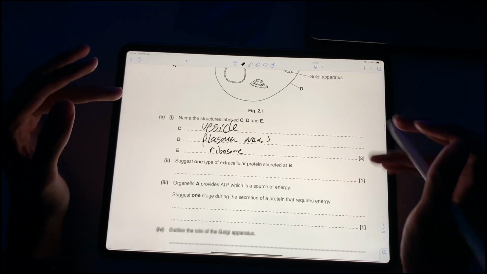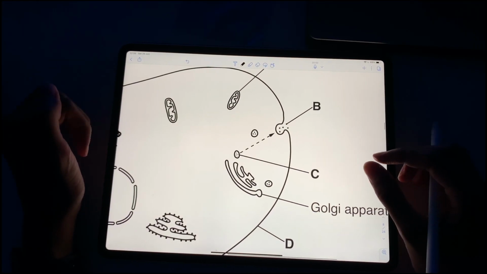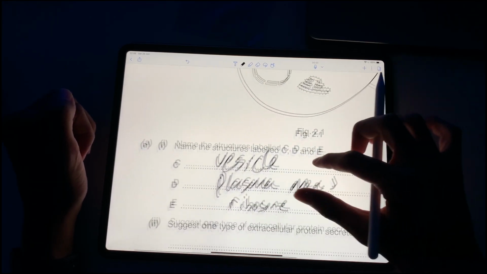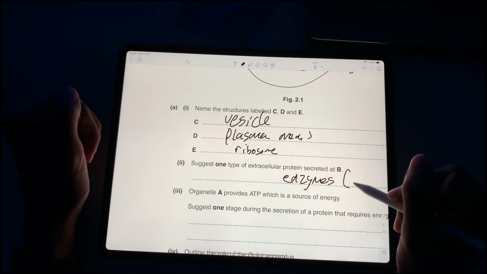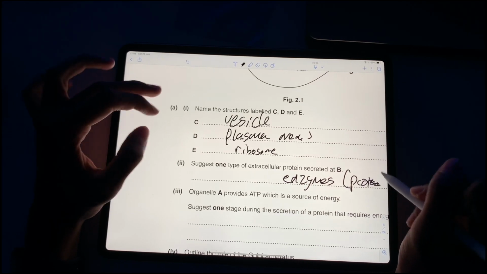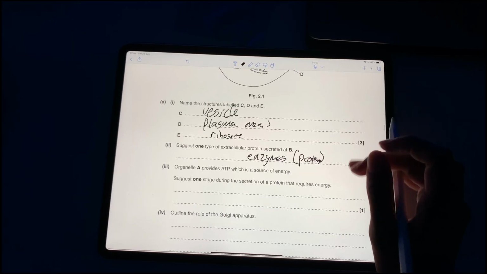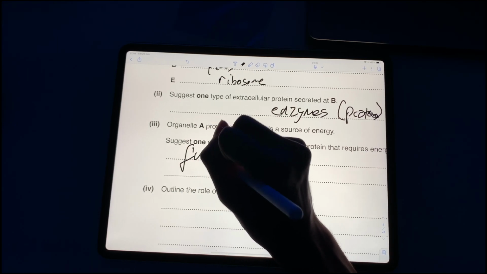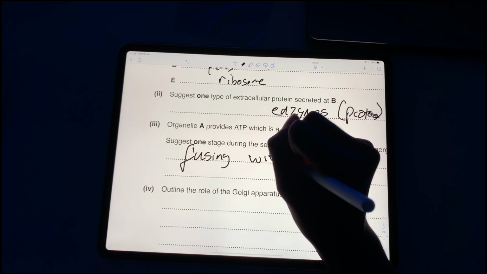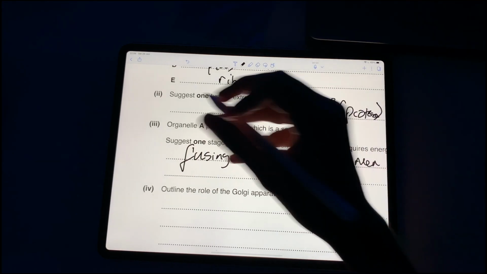So just type one type of extracellular protein secreted at B. What's B? So that's enzyme. Enzymes. But what enzyme? Protease? I don't know. Hopefully. So there's one stage, secretion of protein. Okay, so probably fusing with plasma membrane. What fuses the vesicle?